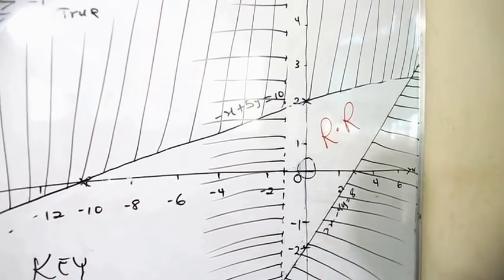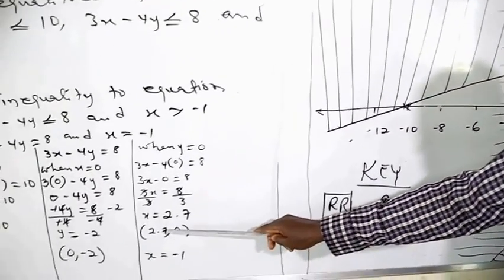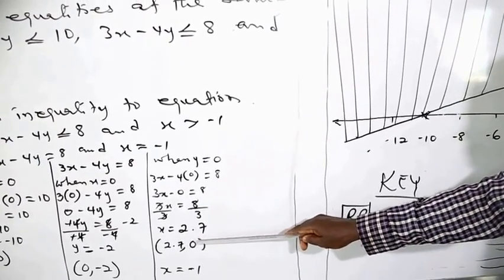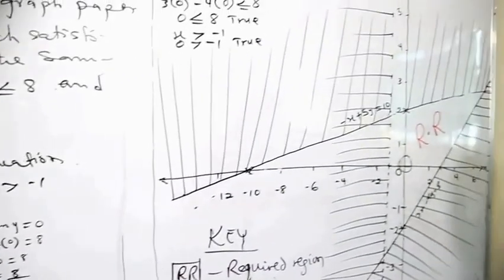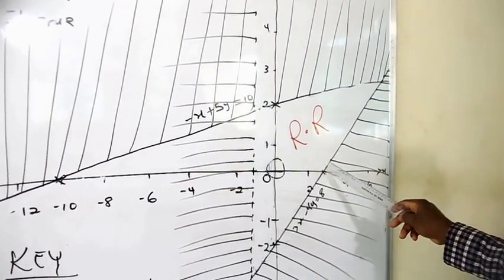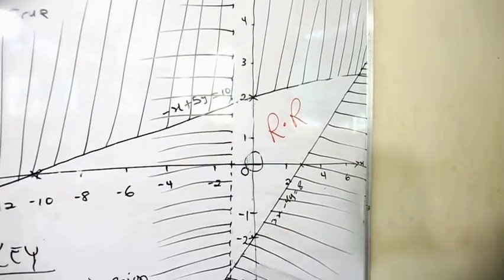Then also, the second coordinate says when x is equal to 2.7, y is equal to 0. So this one is where we have 2. Then somewhere here we have 2.7. Now let us draw a straight line representing the equation.